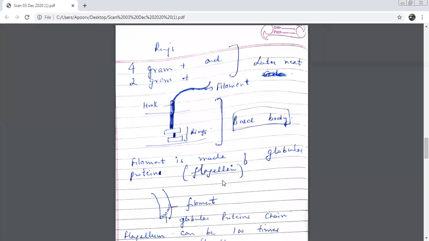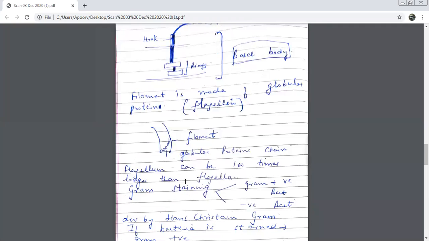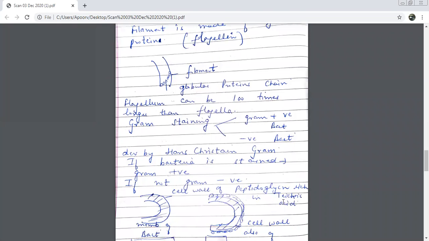If I open and draw the filament, it is actually made up of globular proteins arranged in a chain. Which globular protein is this? Flagellin. We have two kinds of gram staining bacteria, which your friends have already given a lot of information on: gram positive and gram negative bacteria. This stain was developed by Hans Christian Gram.